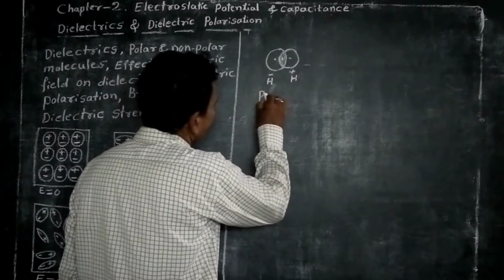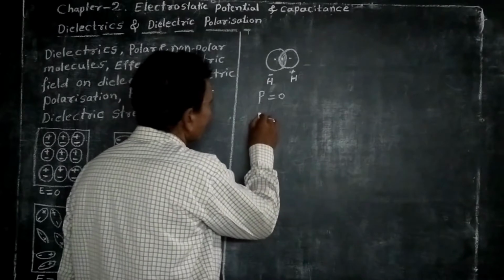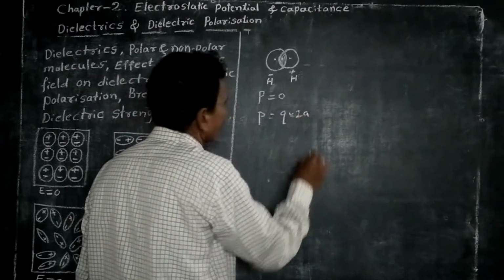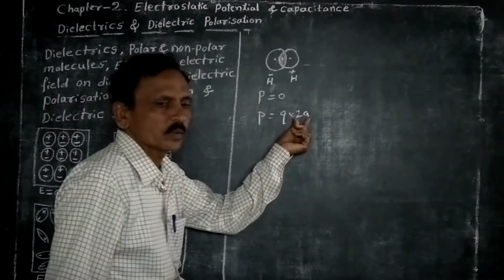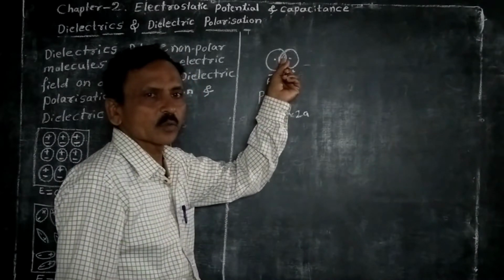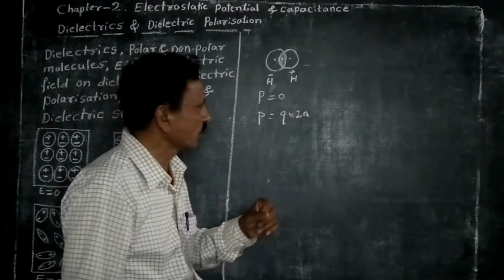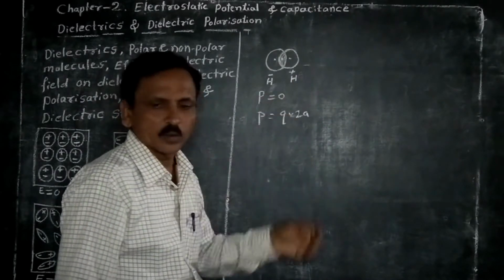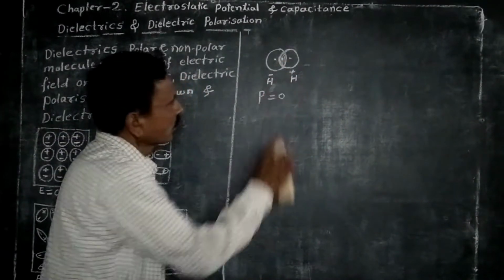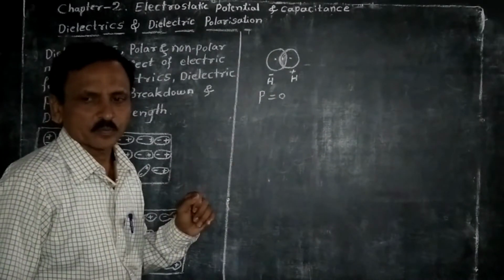Dipole moment P equals 0, because we know that dipole moment P equals Q into 2A, where 2A is the distance between positive and negative charges. Here the centers coincide, therefore there is no distance between the centers of positive and negative charges, hence P equals 0, that is, the dipole moment of non-polar molecules is equal to 0.